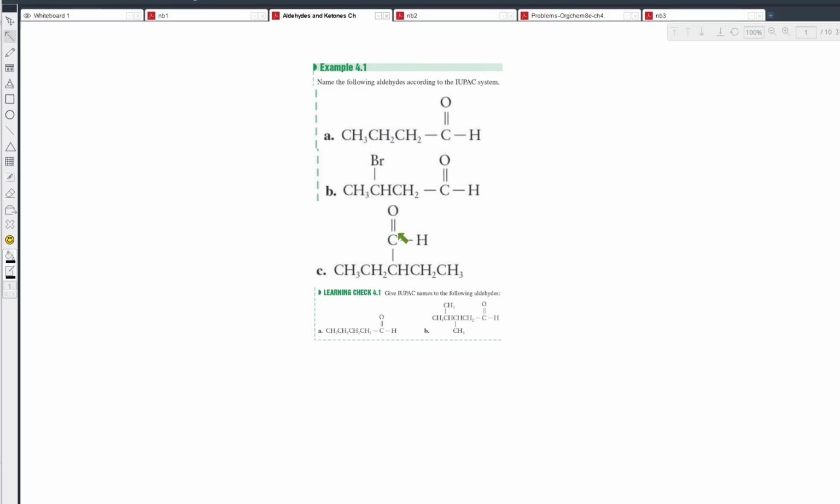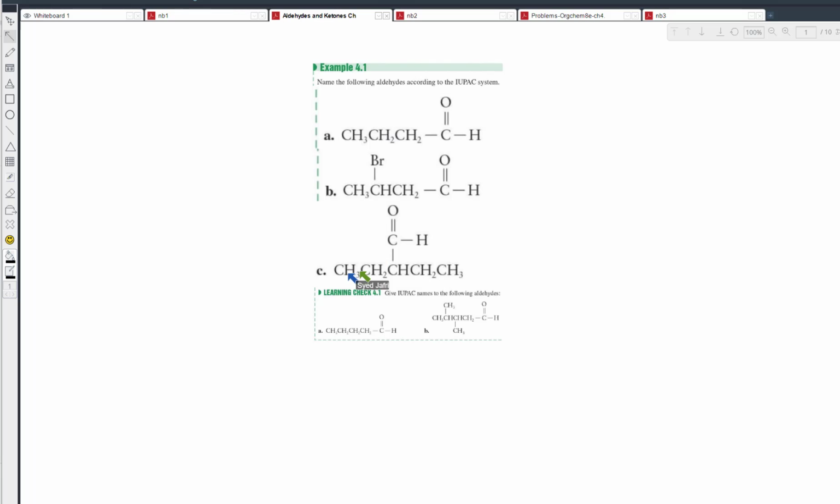What about this one here? The longest chain looks like this: 1, 2, 3, 4, 5. But the aldehyde is here. It would be 2-ethyl. Yes, you're right, 2-ethyl, and 1, 2, 3, 4, so ethyl butanol, there's no space. Yes, 2-ethyl butanol.